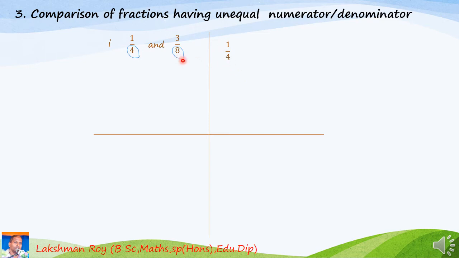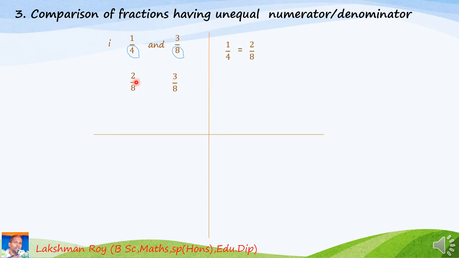So what is the number I should multiply? You can see 4 should be multiplied by 2. So 1 multiplied by 2 is 2, 4 multiplied by 2 is 8. You should multiply both numerator and denominator by 2. So that means 1/4 is equal to 2/8. Instead of 1/4, I'll write 2/8. Here this fraction has no change, 3/8. Now you can see the denominators 8 and 8 are the same. Now using the numerator we can compare.